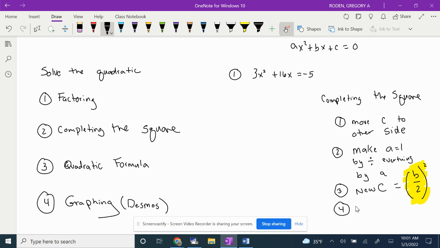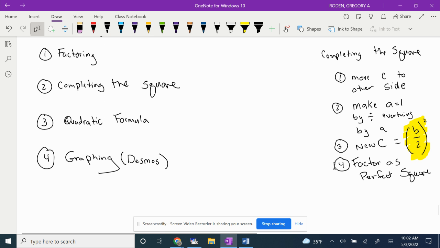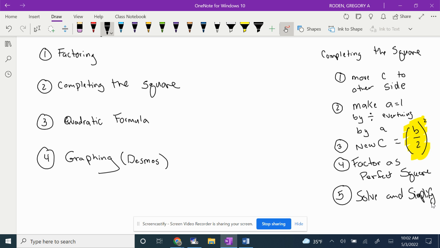Okay, number 4. We're going to factor as a perfect square. And we'll talk about what that looks like and how it works. And the last step we're going to do is solve and simplify. Okay, now completing the square when you first do it is a little tedious, but just keep an open mind here, okay?